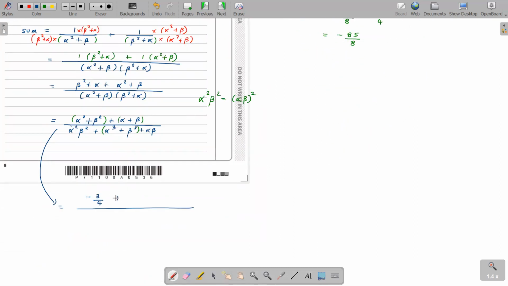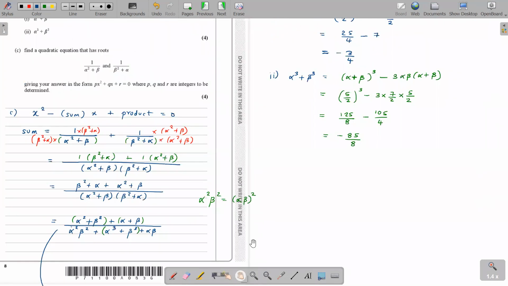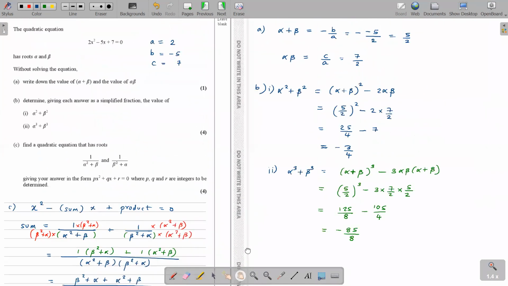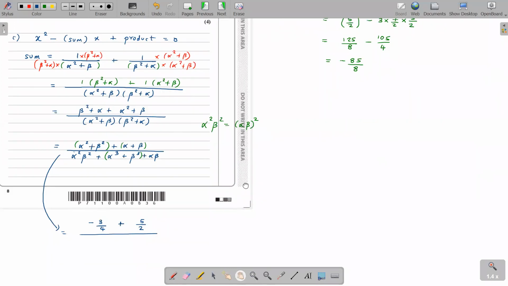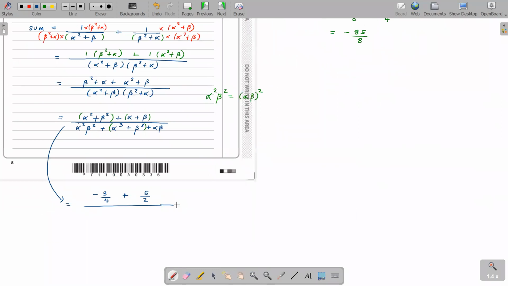Minus 3 over 4 plus alpha beta is alpha plus beta, right? Alpha plus beta is 5 over 2. Then in the denominator we have alpha square beta square, which is alpha beta, the product, whole thing square. So what's the alpha beta product? The alpha beta product was 7 over 2.